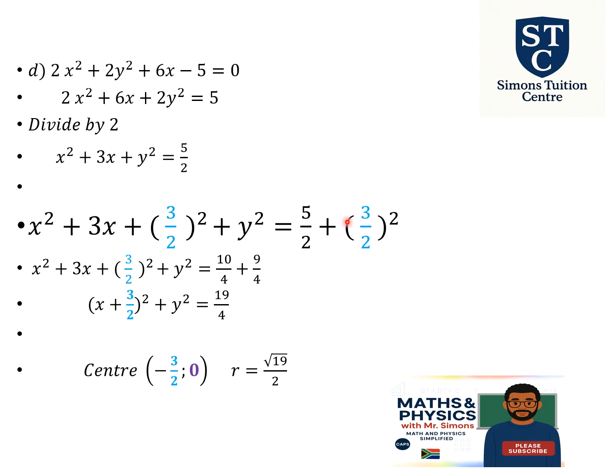3 times 3 gives me 9. 2 times 2 gives me 4. To add them without a calculator, to make this over 4, 2 times 2 is 4. Therefore 5 times 2 is 10 over 4. 10 plus 9 would then give me 19 over 4. So my center now, plus 3 over 2 becomes negative 3 over 2. There, because it just says y squared, would then become 0. And my radius would be the square root of 19 over 4. Can't find the square root of 19, but the square root of 4 becomes 2.